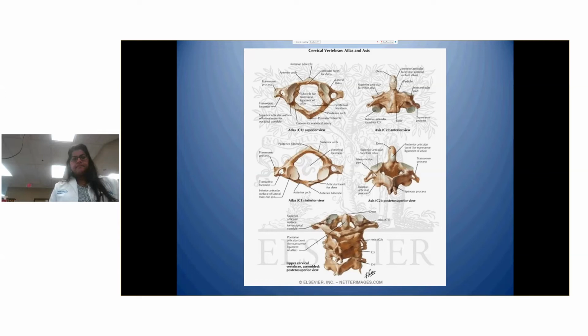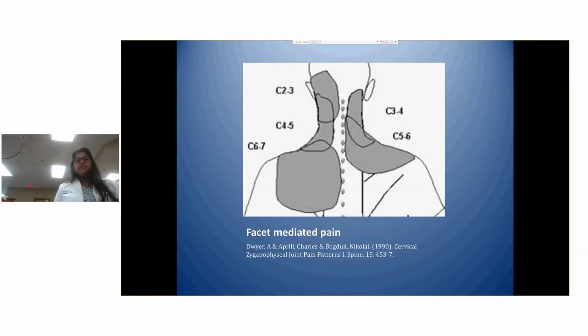The next slide, which many of you may be familiar with, is the Dwyer diagram on facet-mediated distribution of pain. As you can see, the estimated distribution of C2, C3 does involve the posterior occiput, the auricular area, as well as the superior cervical area. C3, C4 also is indicated in that as well.